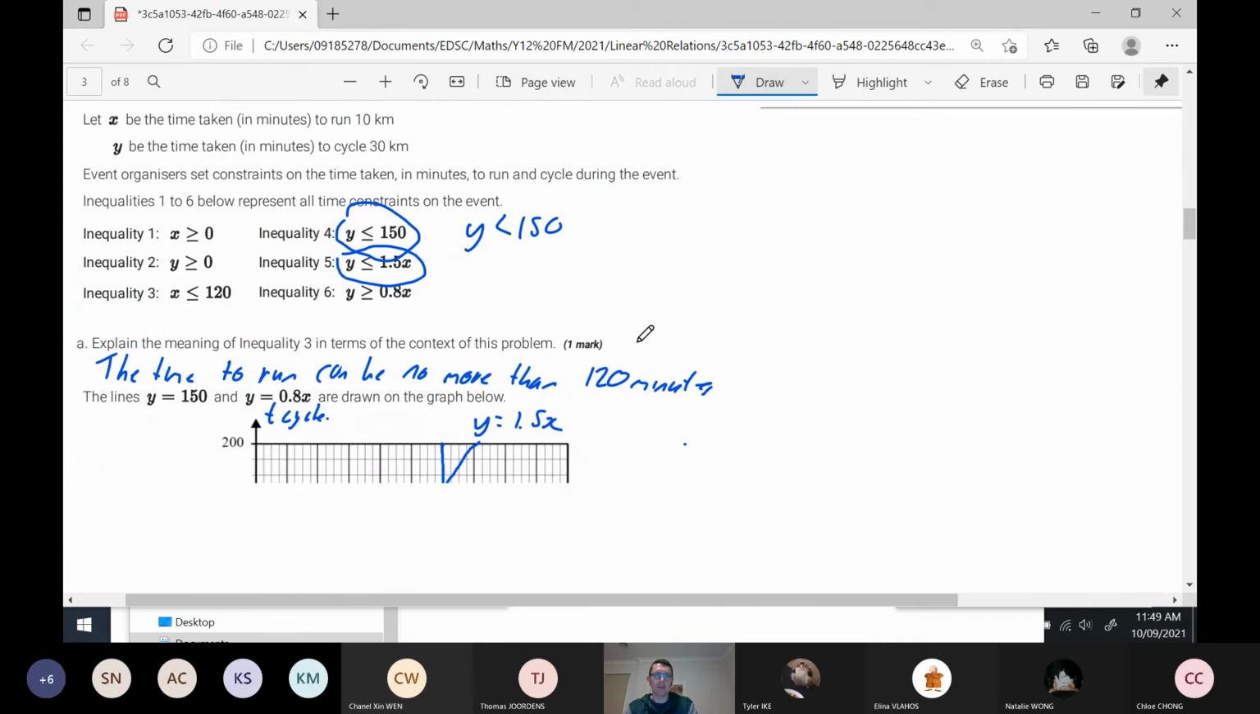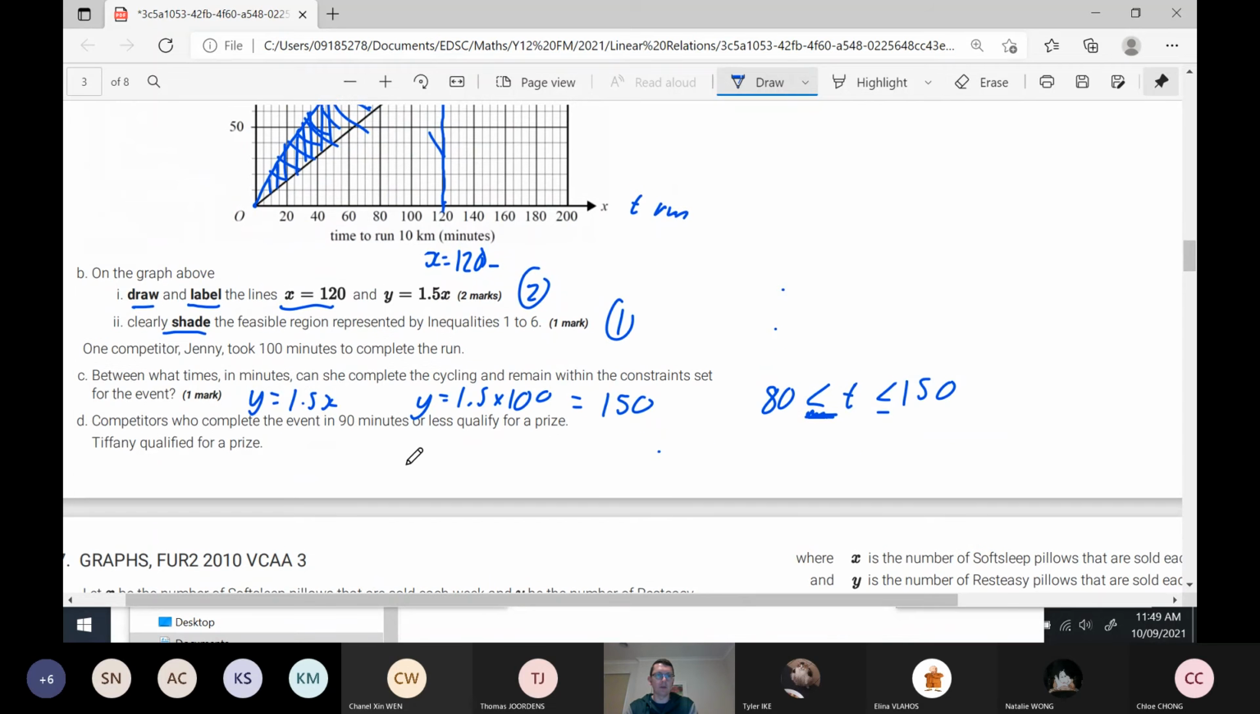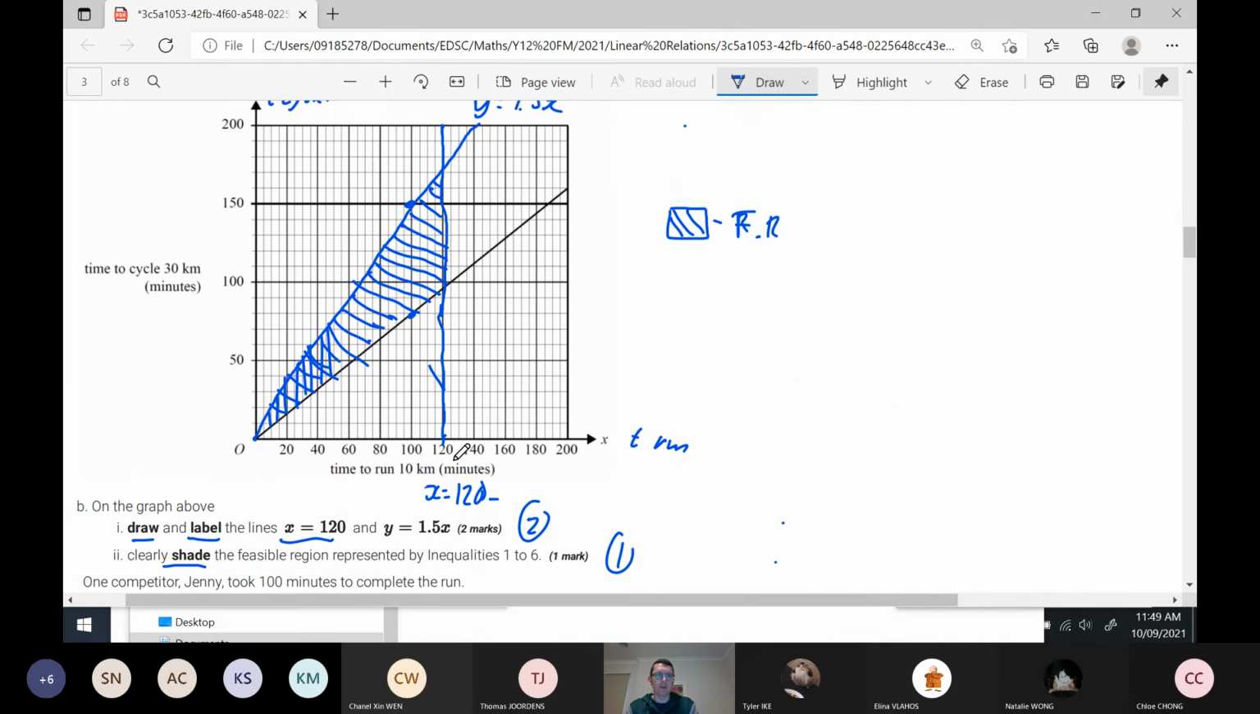This is moving on to the next section, which is a bit different, but I'm going to quickly go through it. If she completes the event, she has to complete it in 90 minutes or less, okay? So that means if it took you 60 minutes to run, it would be 30 minutes to cycle. So we've got to find where 90 minutes is. We could do 40 and 90, which would be good. We could also do 20 and it would be 70 minutes, which is here.